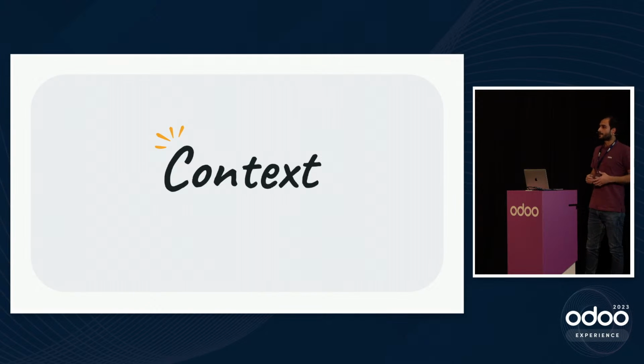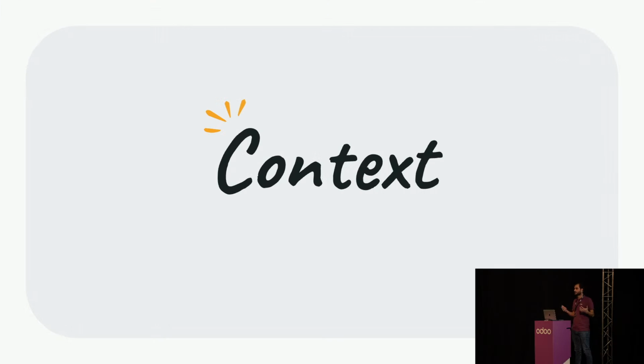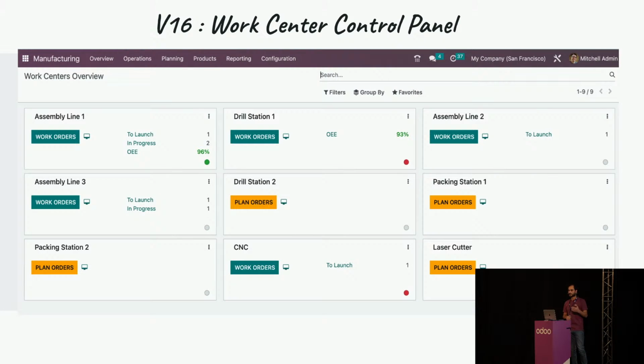Now, a bit of context about where we come from. Up until yesterday, I think a lot of you might have been on version 16 or version 15. What does the Odoo MES look like in this version? Let me show you a few screenshots. In version 16 and a few versions before that, this is the main view of the MES control panel in Odoo. In this view, you see your various work centers.